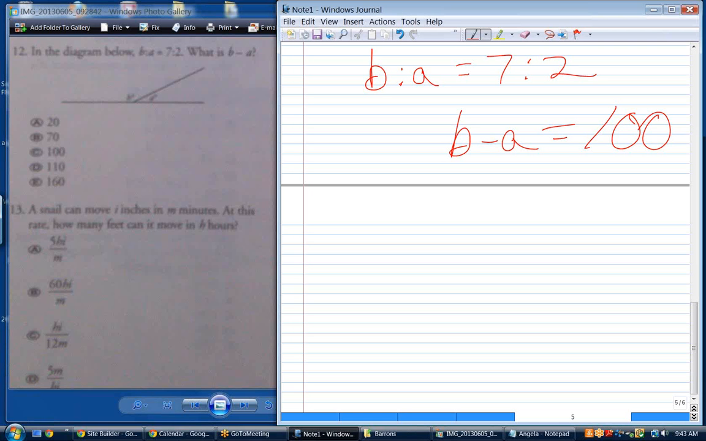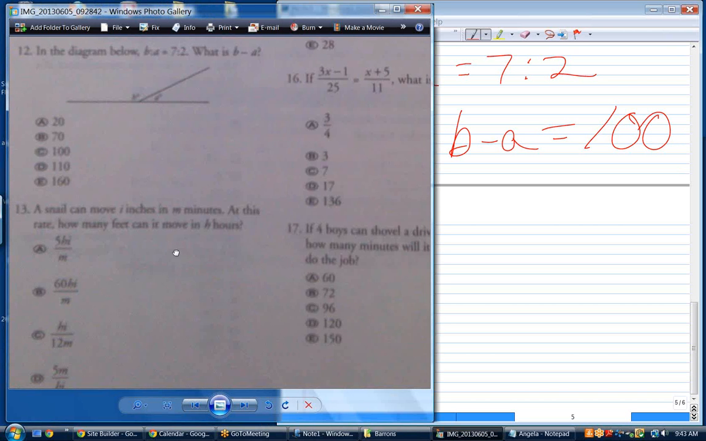Because I'm not looking for one variable. Difference, exactly. As I said, had they just asked for B, back solving would have been wonderful. Or even just A.